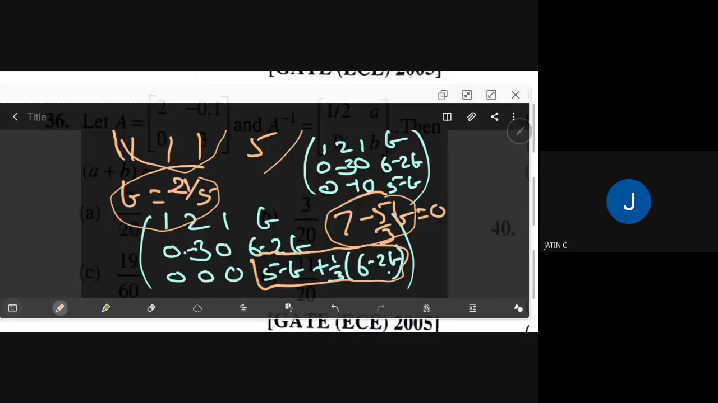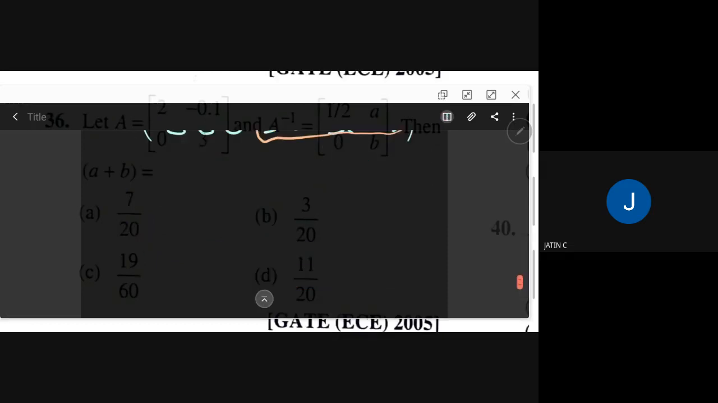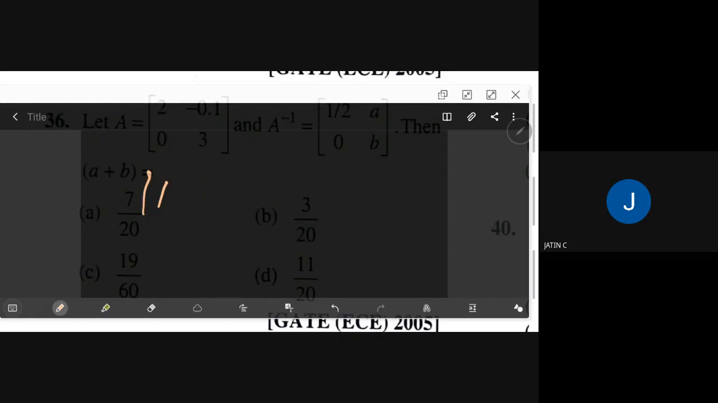A into A inverse equals I. We can use that formula. That is one way. Another way also I will tell you. Determinant of, see, there is a property here. Okay, you have det A inverse is 1 by det A.